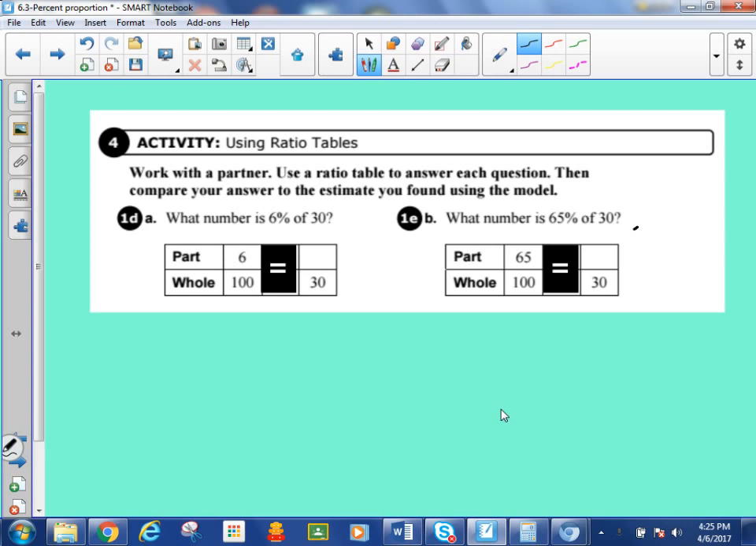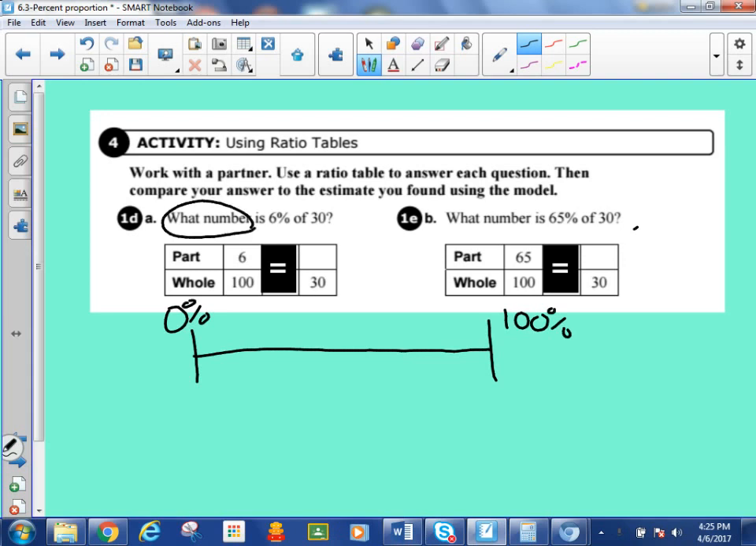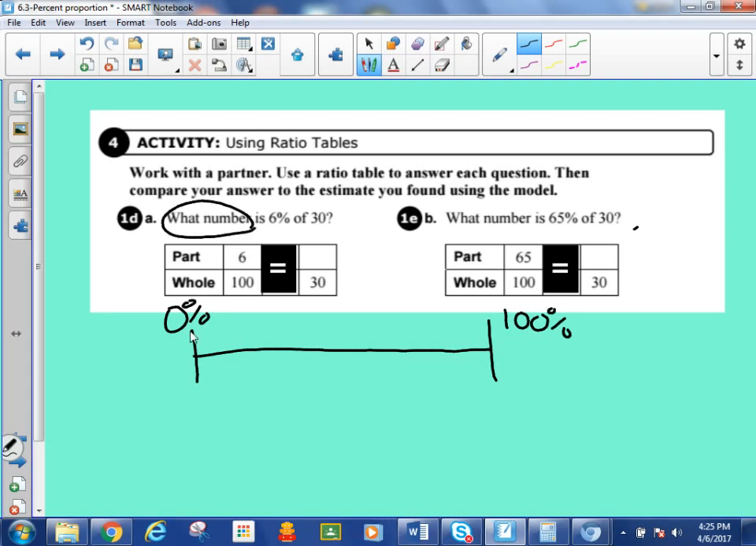So your model for A, you start with 0% and your 100%. And it asks me what number is 6%? So I know that's my part. There's my percentage of 30, and that's my whole. So 30 is my whole, and I'm looking for 6%.